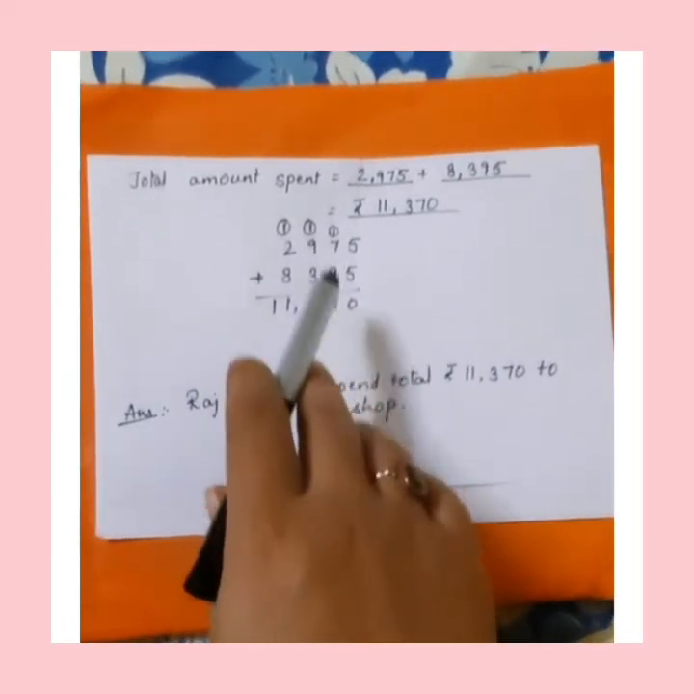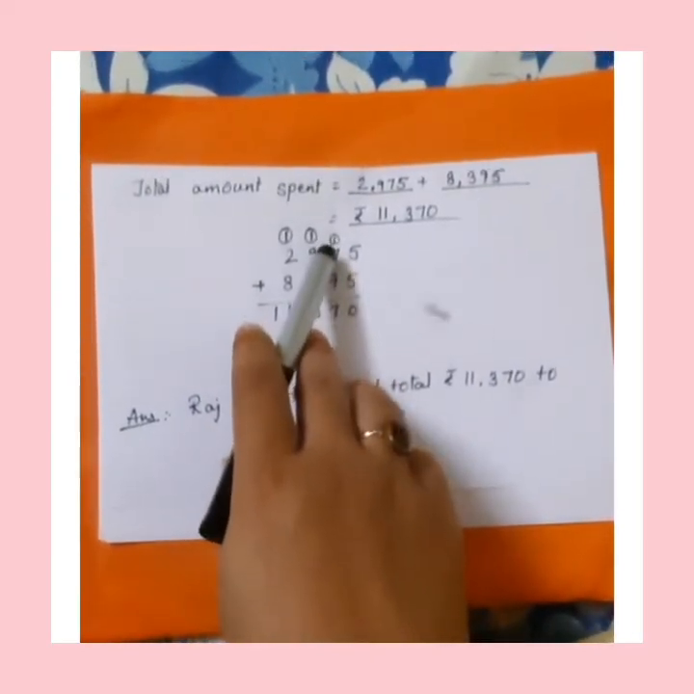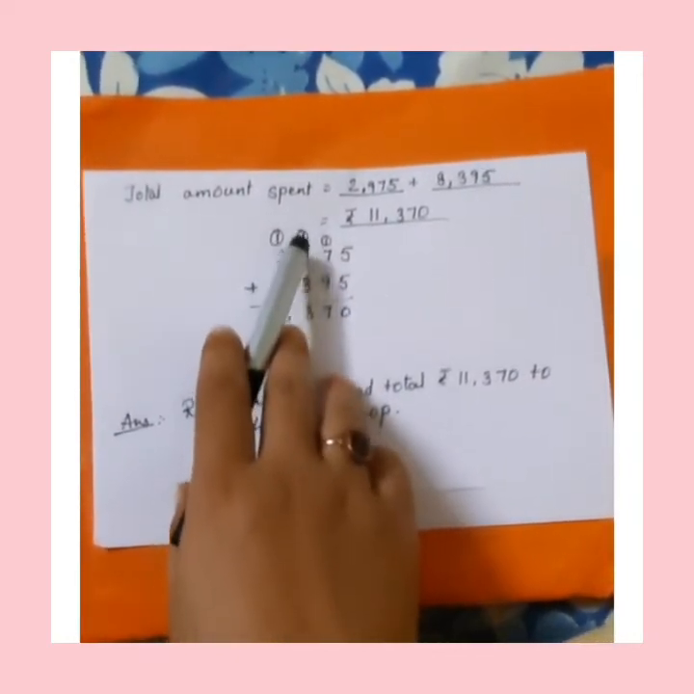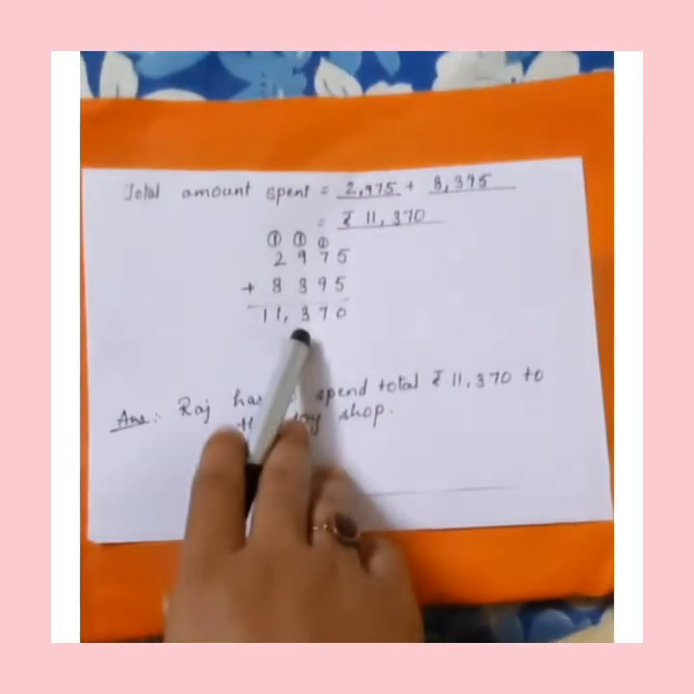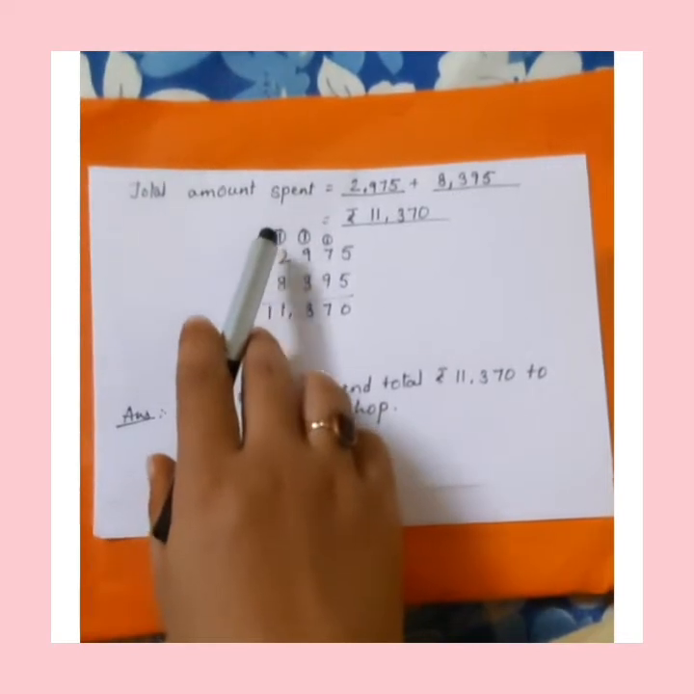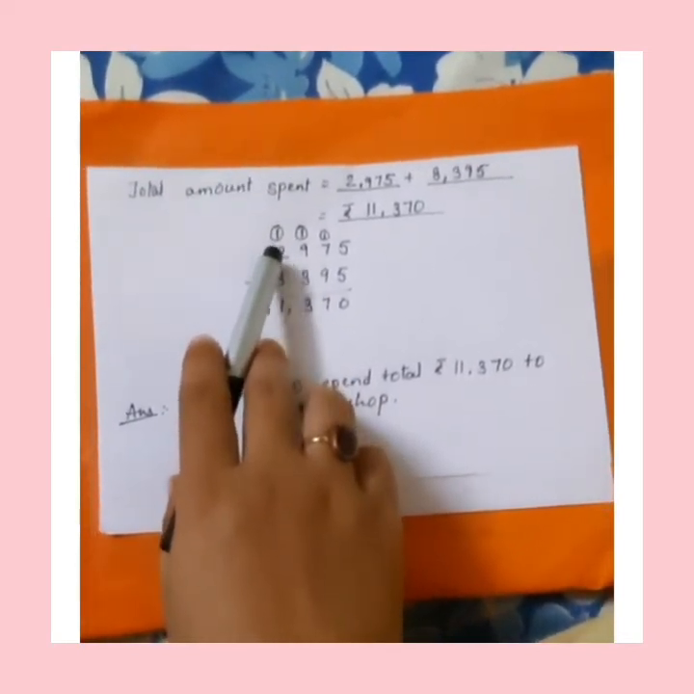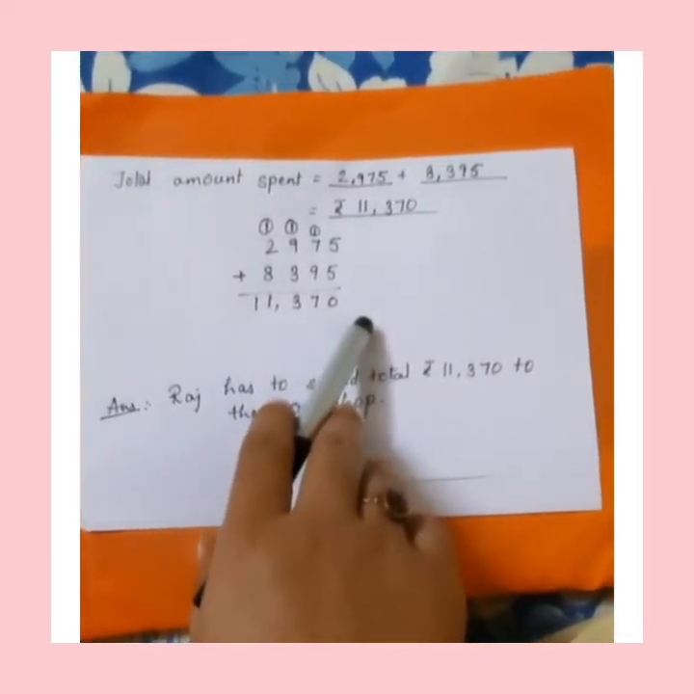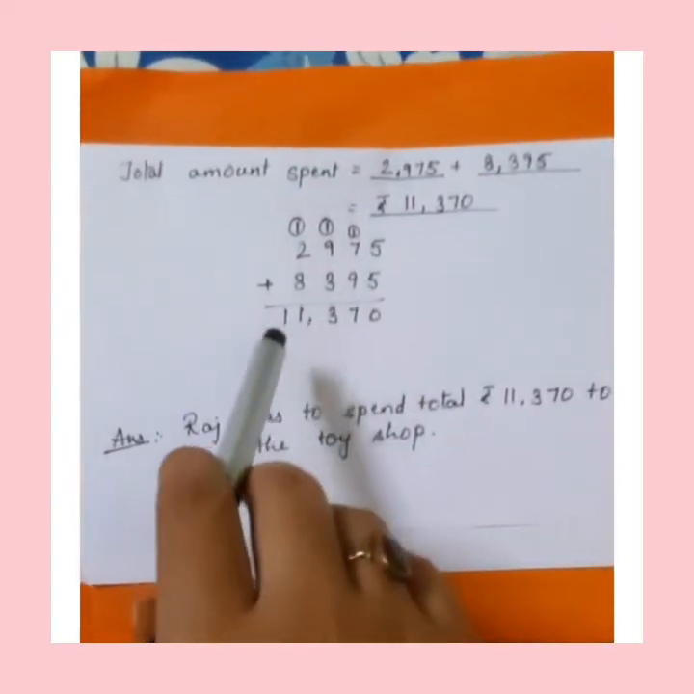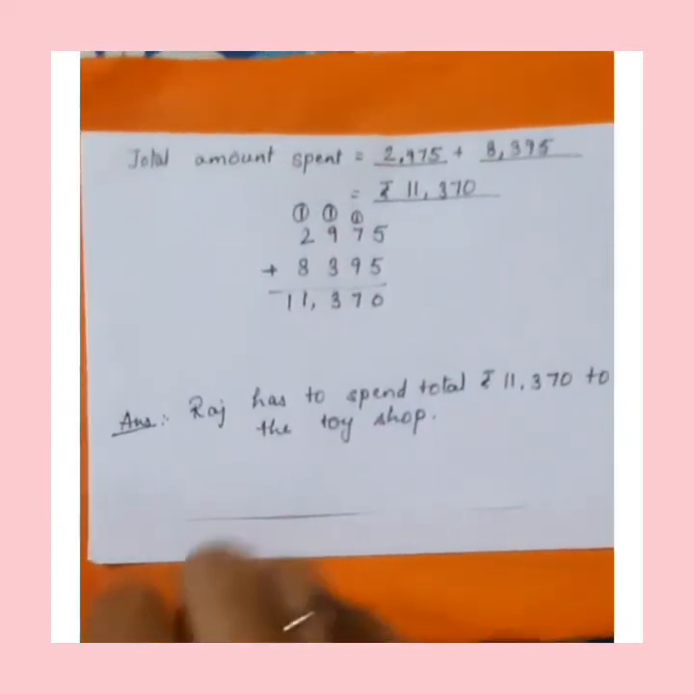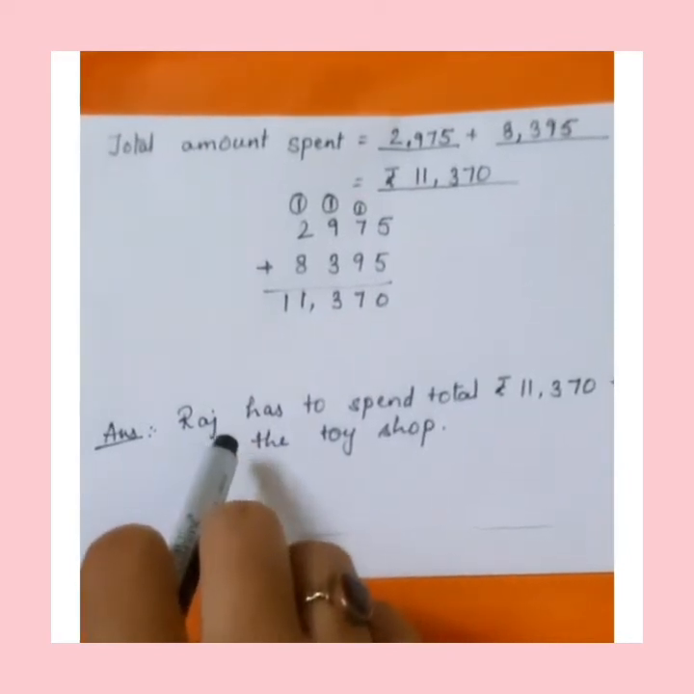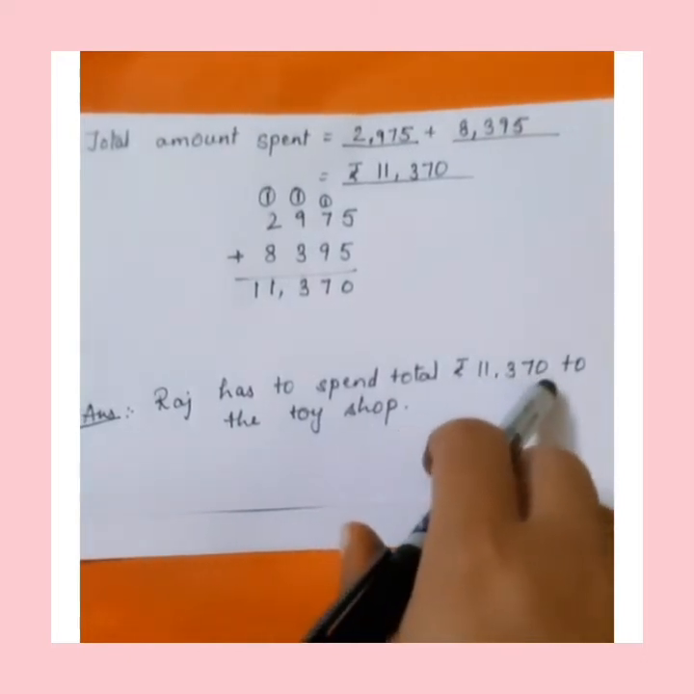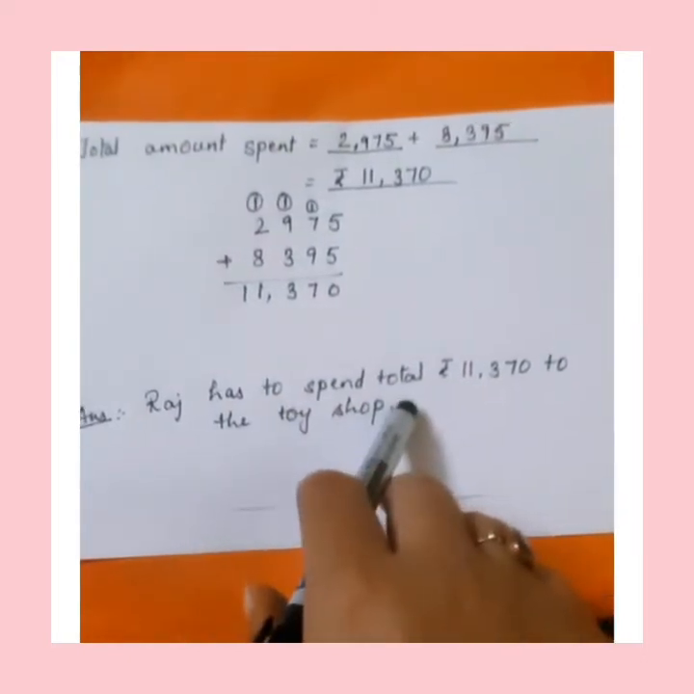5 plus 5 is 0, 1 carried over, then 7 plus 1 is 8, plus 9 is 17. So 7, 1 again will be carried over. 9 plus 1 is 10, plus 3 is 13. 3 will write here and 1 will be carried on. 2 plus 3, 2 plus 1 is 3, and plus 8 is 11. So your answer should be 11,370. Now final statement you will write as Raj has to spend total rupees 11,370 to the toy shop.